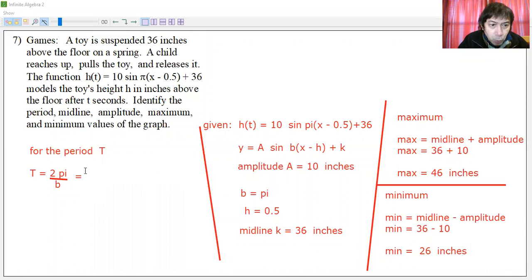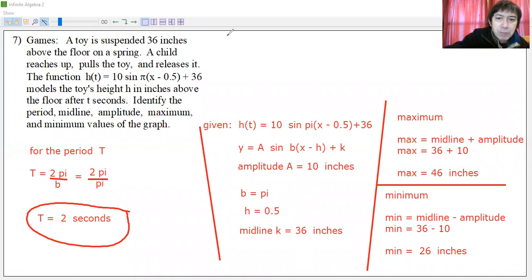We have 2 times pi divided by B. Our B is another pi, yes? So this will be like this. And so this is 2 pi divided by pi, which is reduced to just 2. And our final answer for the period is 2. And time is in seconds, so this will be in seconds there. Okay, so these are the answers. The period is 2 seconds.